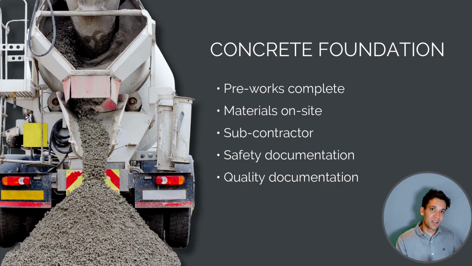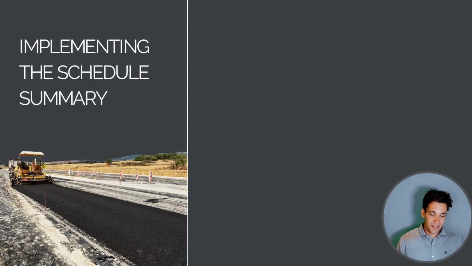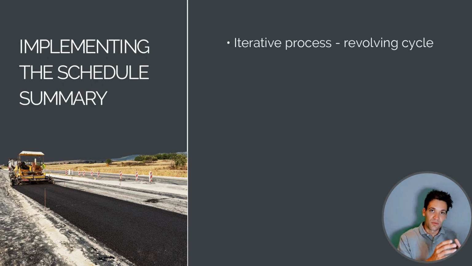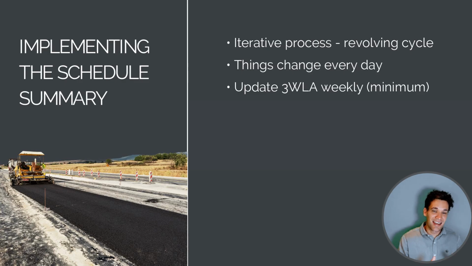As you can see, that 3-week look ahead we created becomes our to-do list, and we're simply working through every single activity in the list. This process of implementing the schedule is an iterative process. Following the master schedule, developing a 3-week look ahead, putting the plan into action, it's a revolving cycle that we're constantly iterating through the project, because the reality is things are going to change every single day. We should be updating our 3-week look ahead at an absolute minimum weekly, but I would usually update it and look at it every single day.